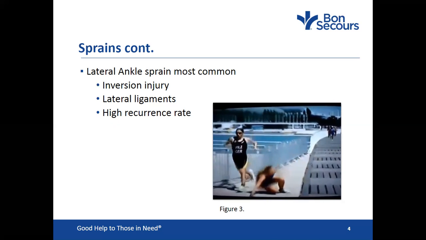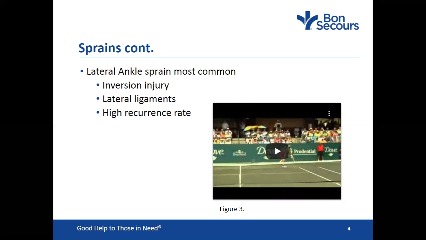Ankle sprains have a high recurrence rate, so once an athlete sprains their ankle, they are more susceptible to spraining it again, because once the ligaments are stretched out and torn, they will never heal back to exactly how they were before. So there will always be some laxity in the joint. However, strengthening the muscles surrounding the ankle can help with stability.